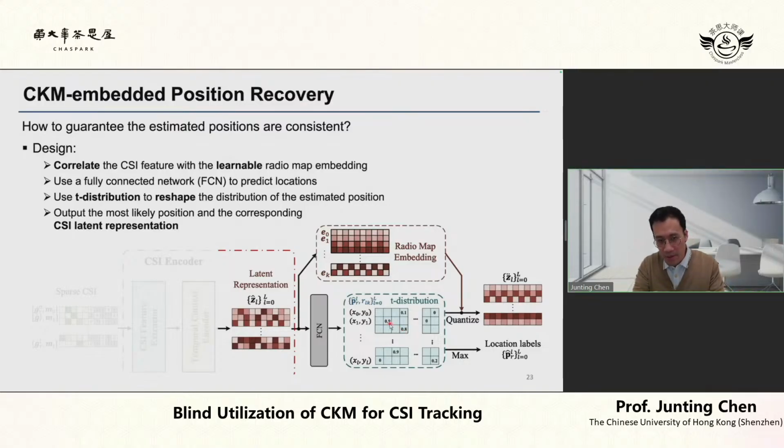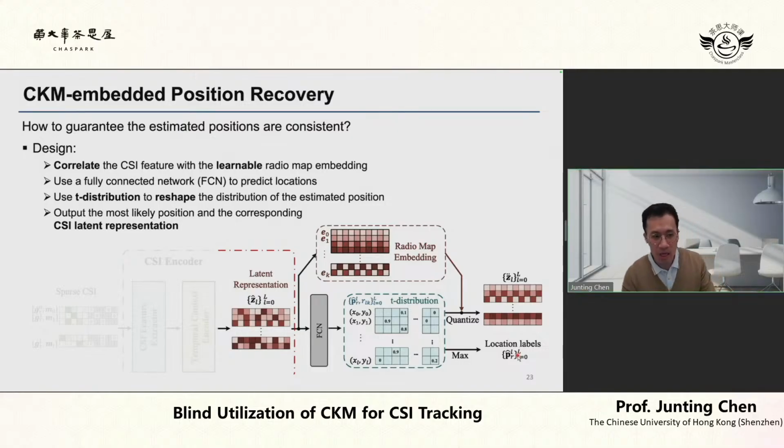We can come up with a bunch of candidate positions for the user, but these candidate positions are scattered around in the area. So we need to use some tricks to vote for the best possible position. What we do here, which may not be the most efficient or optimal way, we find that it works. The methodology is that we use a t-distribution to reshape the data output from the FCM, as the estimate, to compute the distribution of the position, so that we can simply output the most likely position and the corresponding CSI embedding vector, as the CSI latent representation for that particular position.